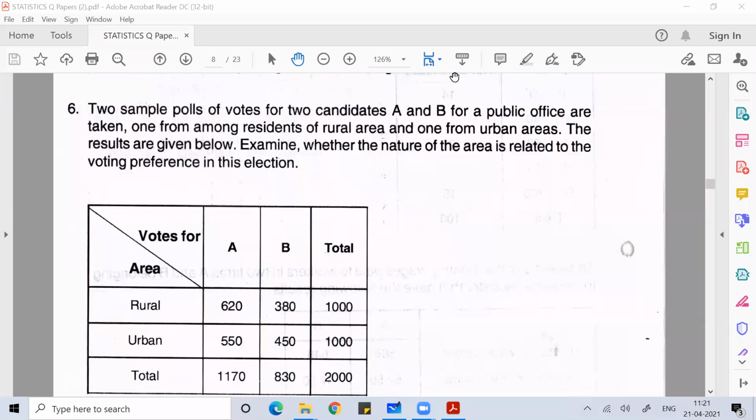If the level of significance is not given, we'll take that as 5%. Always remember. So two sets of areas are given, and two sets of political parties are there, A and B. Now the data is given with respect to this scenario, and based on this you need to find whether the nature of area is related to the voting preference in the election or not. We have already done a lot of problems like this.